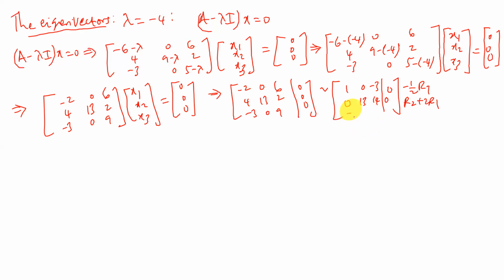Then 3, 0, 9, okay, let me continue. So row 3 plus 3 row 1. Yes, -3, 0. Plus 3 row 1 is going to be exactly, okay, let's leave row 2 like that. 14, 0. 3 row 1 is going to be 0 here. 0, 0, 0.